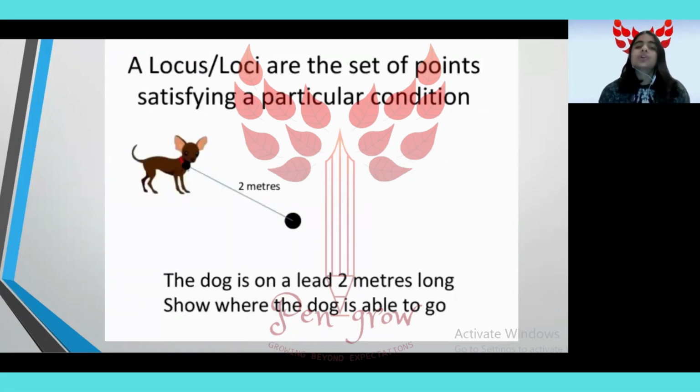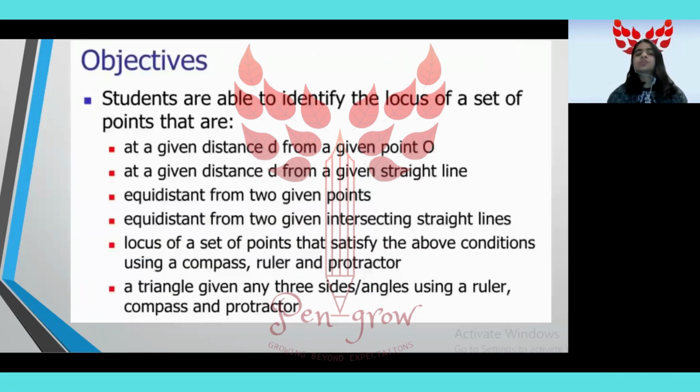So this is a locus or loci. Basically, we are going to look at an example over here. So what is actually a locus or loci? They're the set of points which satisfy a particular condition, right? So here we discussed all those four conditions that we are going to look at, right?